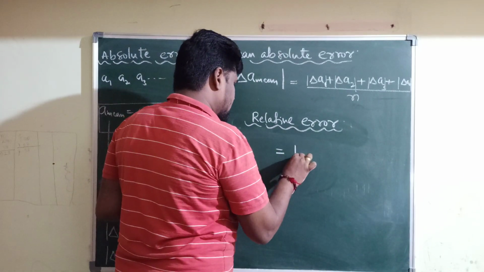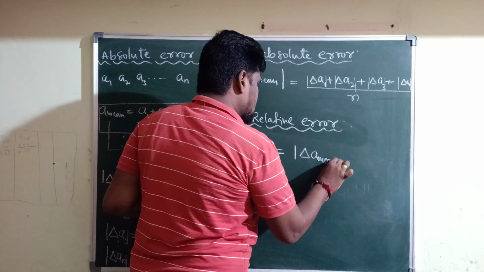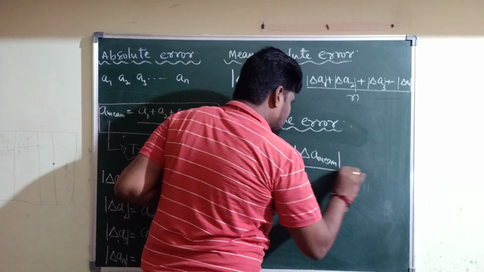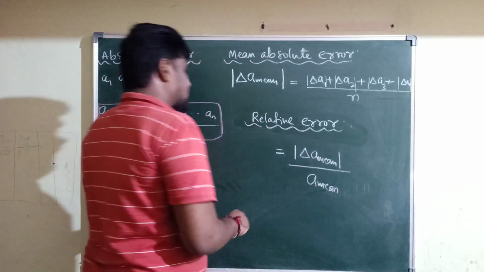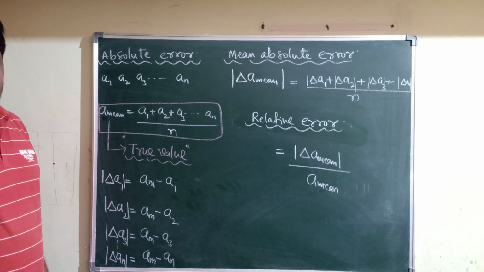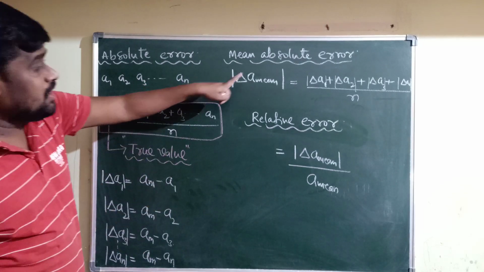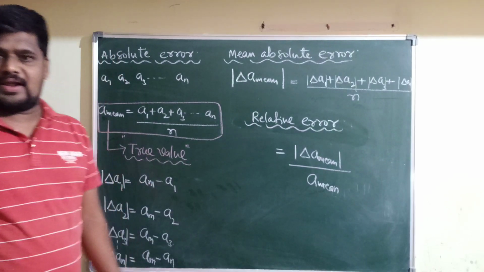The relative error is given by delta A mean divided by A mean. This we call as which type of error? It is called relative error. This is called mean value of absolute error, and this is called relative error.